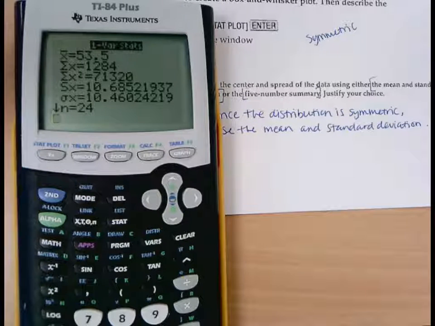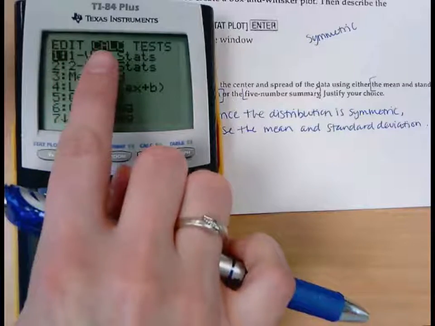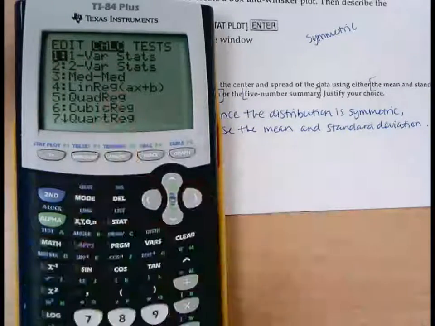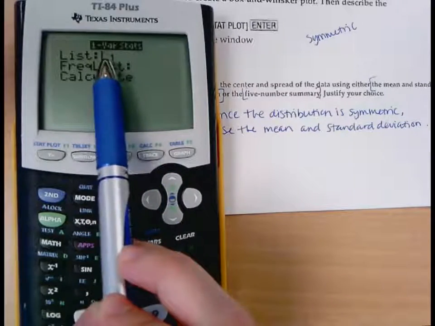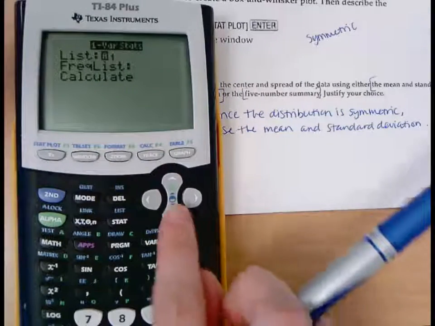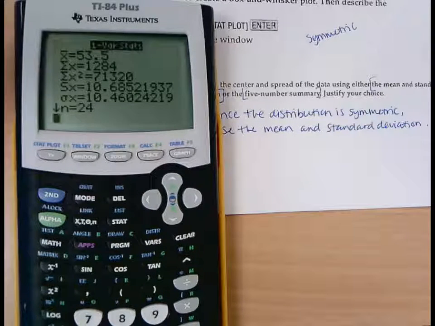Anybody not able to get this screen? Did you go to stat already? So you go to stat, arrow over to the right once to be under calc, and then you want option 1, one variable stats. So you hit enter, make sure your list name is correct, and then you just arrow down to calculate and hit enter. Did it work? Okay.